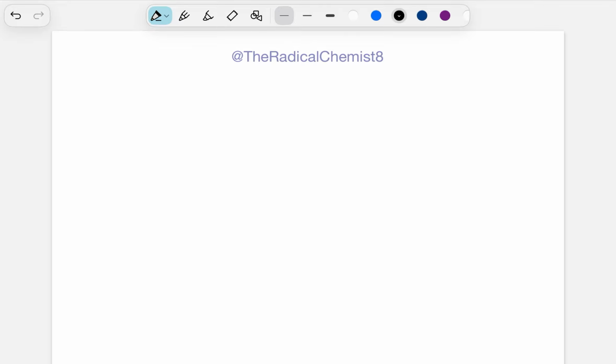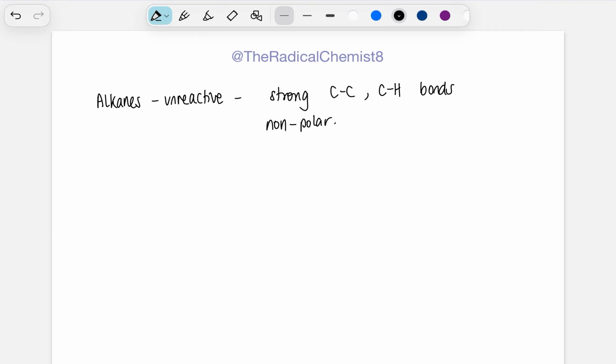Hi guys, so today I'm going to go over the free radical substitution mechanism for alkanes. The first thing you need to remember is that alkanes are generally unreactive. This is because they have strong C-C and C-H bonds, and they are non-polar. So this reaction normally needs harsher conditions. So we're going to look at free radical substitution.